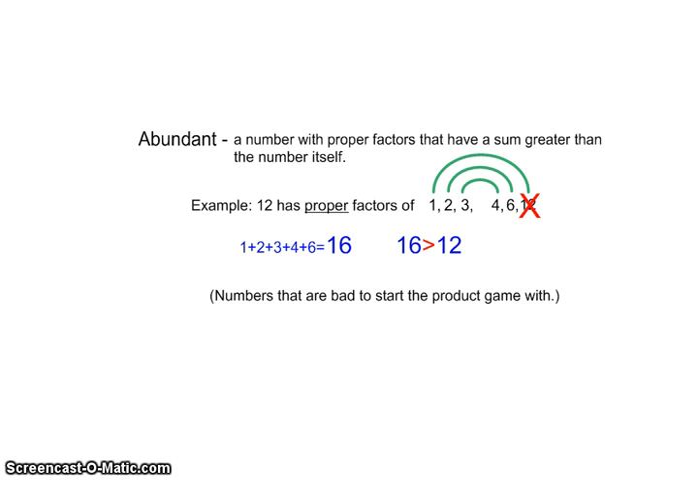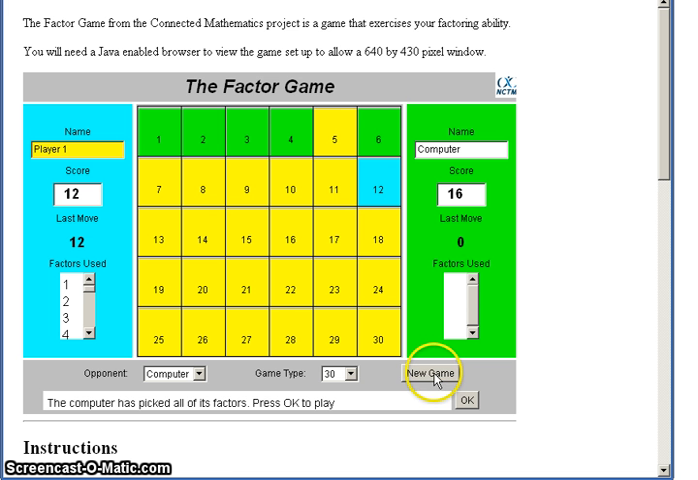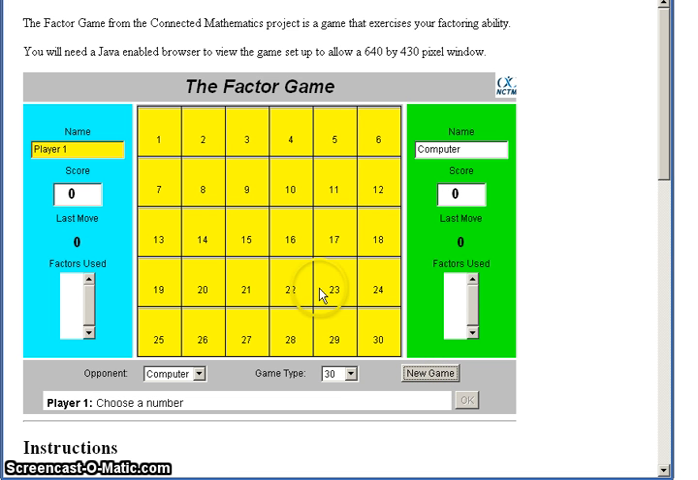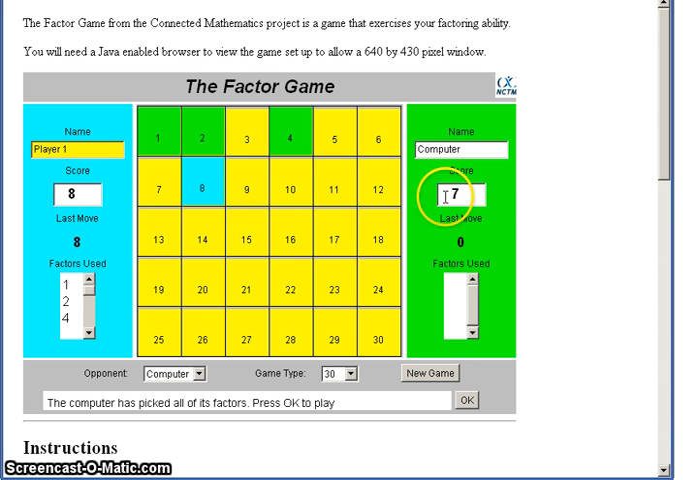So what kind of numbers do I want to start with? Many of you probably thought, well, you want to start with things like prime numbers, like 11. And 11, sure, that's great. In fact, prime numbers are the best. But there are other good numbers that are not as good as prime numbers. Numbers like, for example, 8. 8, the computer gets 1, 2, and 4. It came close to my number, but it's still less than 8. So it's not a great number to start with, but it's still okay.